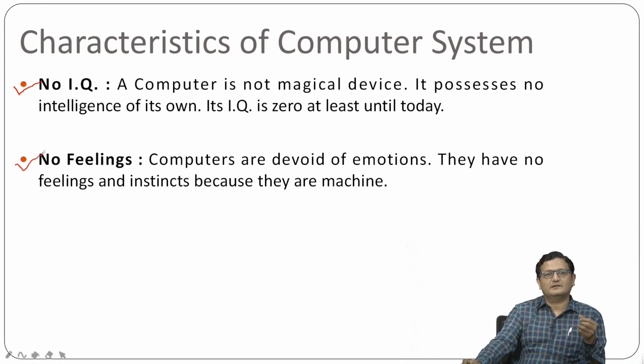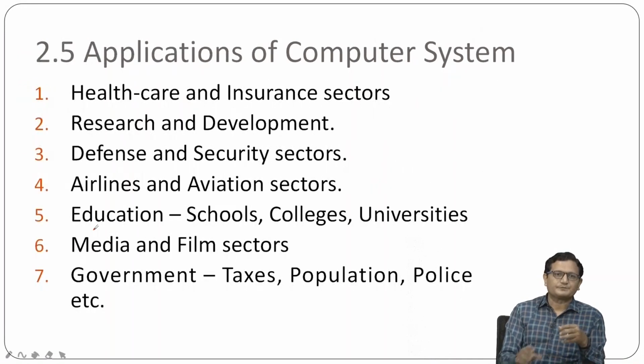Computer does not have any kind of feelings. Let's suppose the printer is not working and you immediately need a printout. The computer system does not have a feeling that this is my owner, he is in big trouble, so let me correct the problem and give a printout. It's not like that. Computer system does not have any kind of feeling. It is a machine, it's not a human. So these are some of the attributes, some of the characteristics of the computer system.